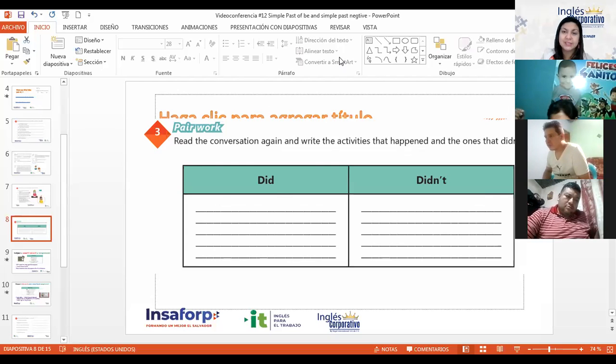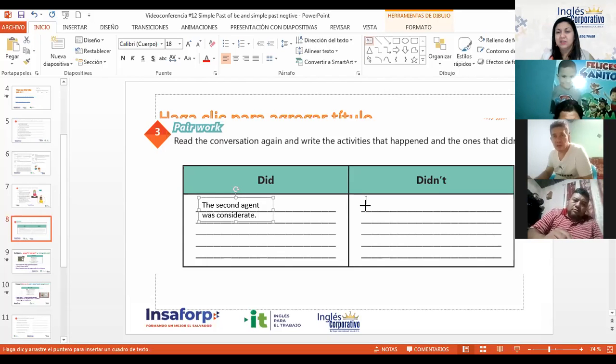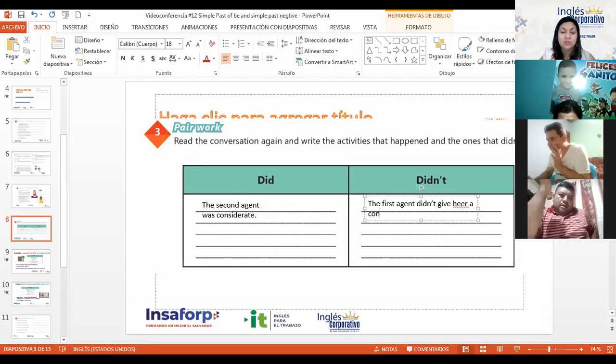Well, I'm going to write one example for each. The second agent was considerate. Things that didn't happen. The first agent didn't give her a confirmation number. He didn't even.